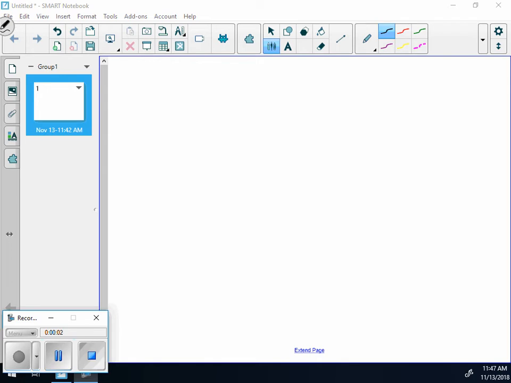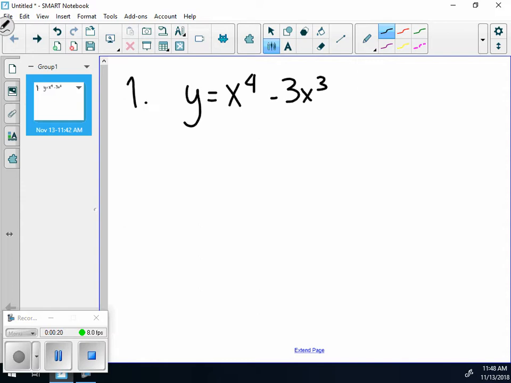Day 2 of our polynomial review for our test tomorrow. So we are going to be doing a 2-question quiz today. The first question on our quiz, if I give you this polynomial, y equals x to the 4th minus 3x to the 3rd minus 9x squared plus 23x minus 12.